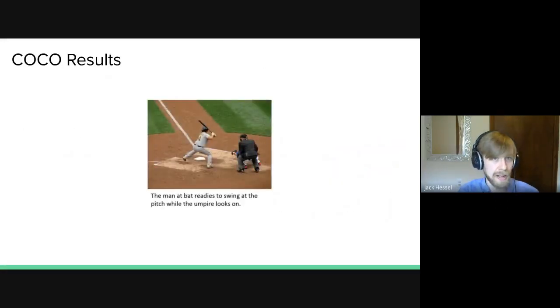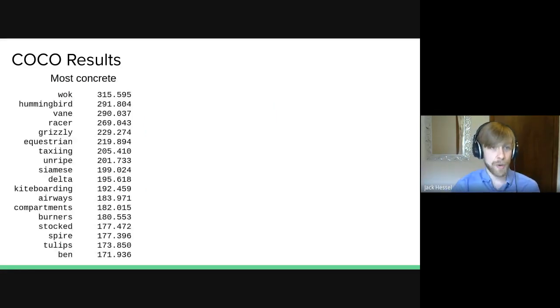Great, so enough talking about this method. I guess it's time to see some outputs. What does this thing actually score in terms of its concreteness? We ran this on Microsoft COCO, and according to our method, these are the most concrete word types in Microsoft COCO. So you can see some things in here make sense. Like wok, for example, as the cooking instrument makes sense, like it's a big metal bowl. Perhaps this is quite concrete and we may have guessed this a priori.